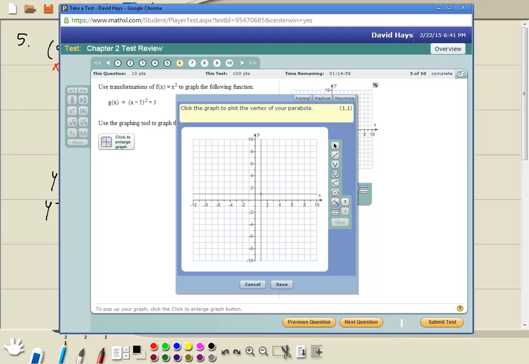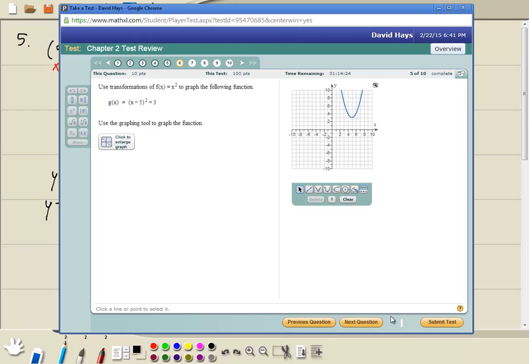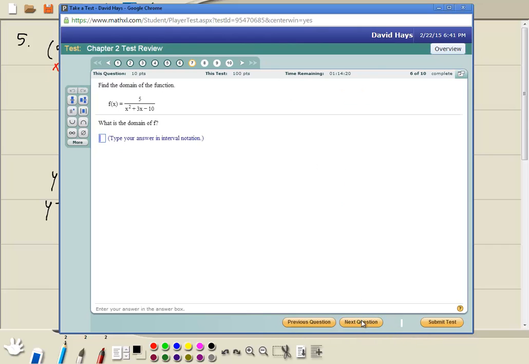I never have used this tool. Let's see if I can figure out how to do it. Up 3, right 5. Right there. Yes. There we go. The reason I know that is because that's the shape of the basic graph down here. The first point is up 1, right 1, or up 1, left 1. So I'll save that. And next question.